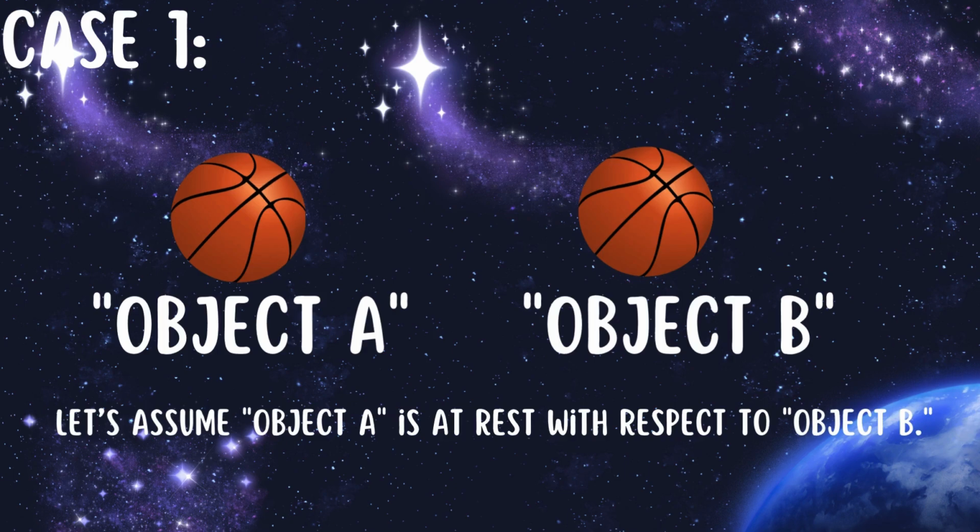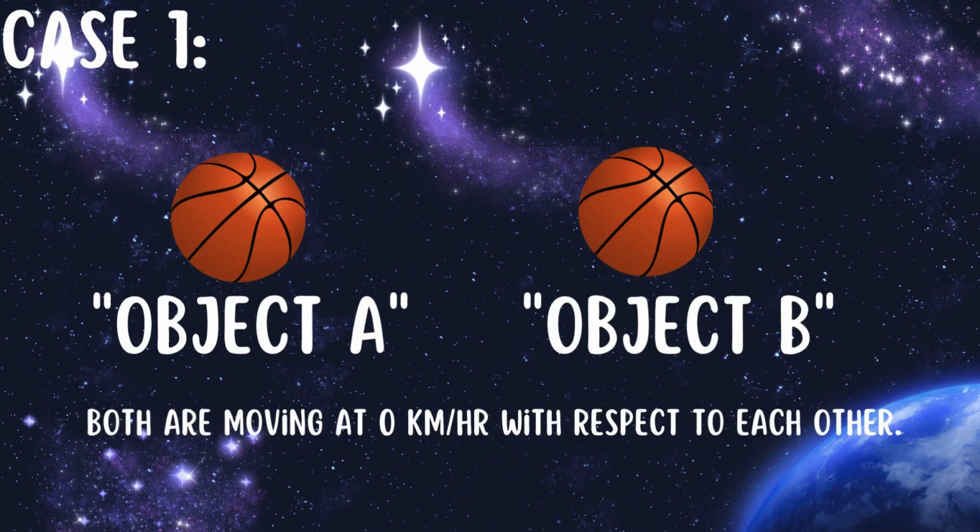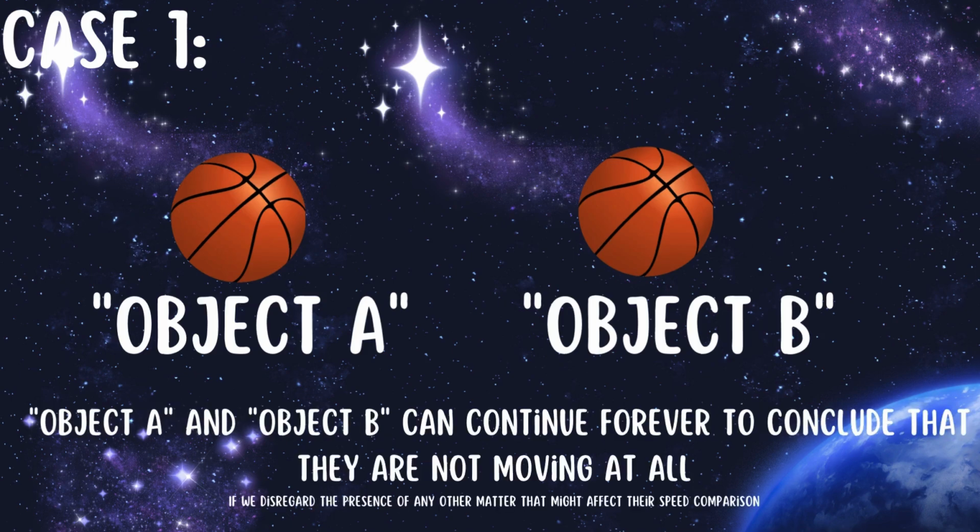If object A is at rest in relation to object B, then we can conclude that both are moving at 0 km per hour with respect to each other. If we disregard the presence of any other matter that might affect their speed comparison, object A and object B can continue to be not moving at all forever, unless we introduce object C into the scenario.